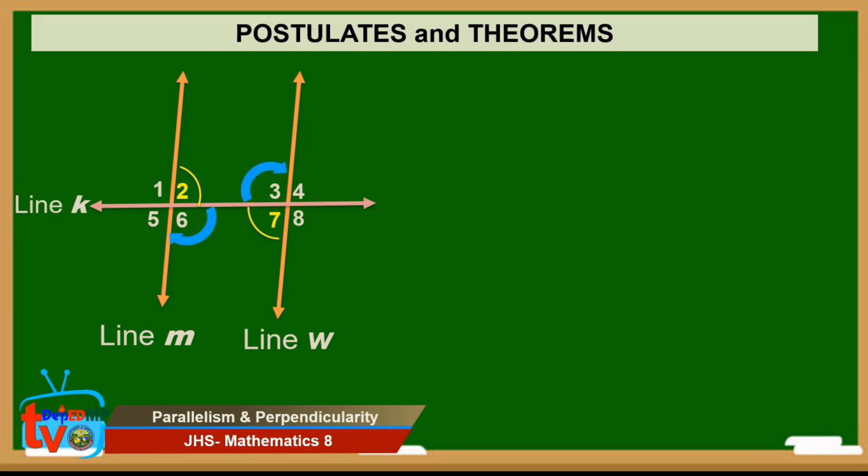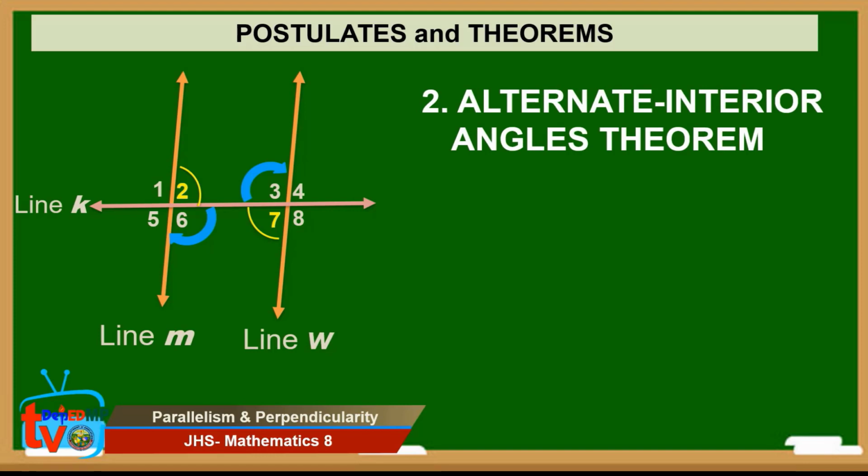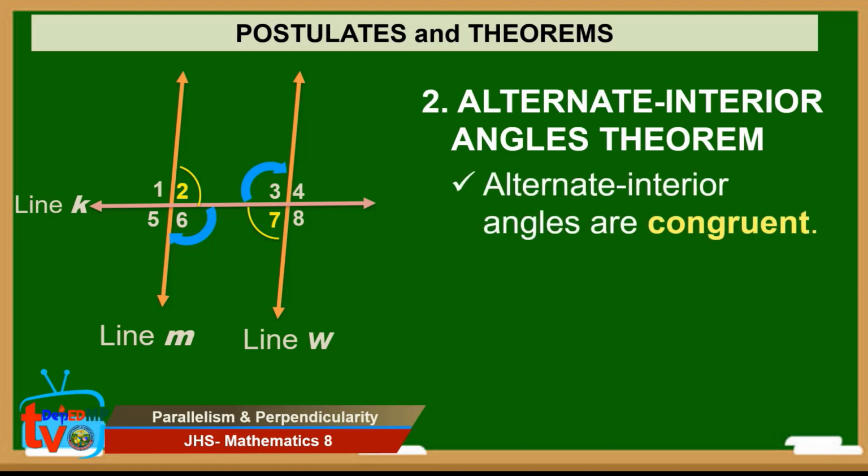Now we go to the second, the alternate interior angles theorem. In a similar way, look at the marked angles. This states that if two parallel lines are cut by a transversal, then alternate interior angles are congruent.